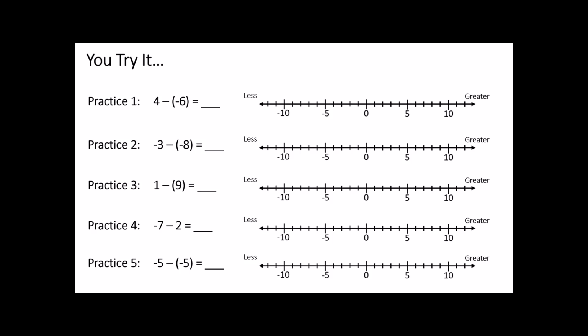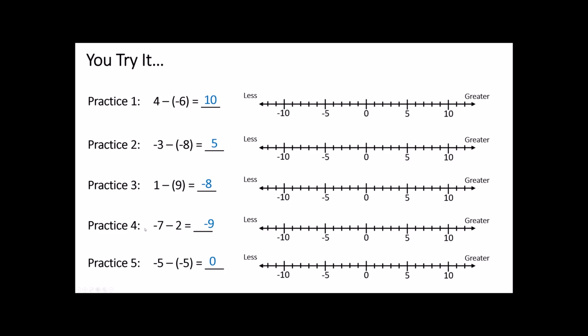Now that you're back, I'm going to go ahead and tell you the solutions to these. This one's a 10. This one's a 5. This one's a negative 8. This one's a negative 9. And this one is a 0. I'm not going to go through and do every one of those on the number line. If you're still unclear on how the number line helps, you can certainly go ahead and rewind the video and watch this again. But ideally, we want to get to the point where we can do these mentally.